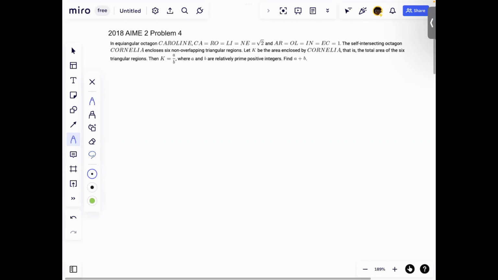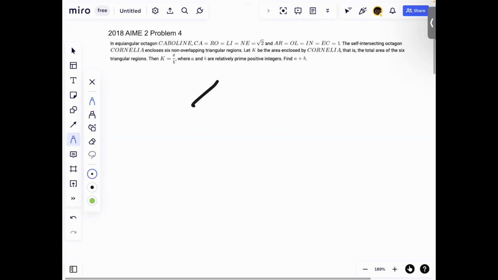So we have a regular octagon CAROLINE with CA equal to RO equal to LI equal to NE, which is root 2, and AR, OL, IN, EC are 1. The self-intersecting octagon CORNELIA encloses 6 non-overlapping triangular regions, and let K be the area enclosed by CORNELIA, which is the total area of the 6 triangular regions, and we want to find K.